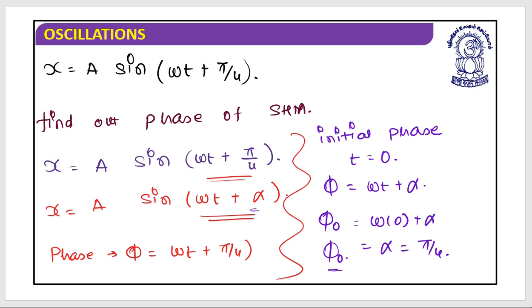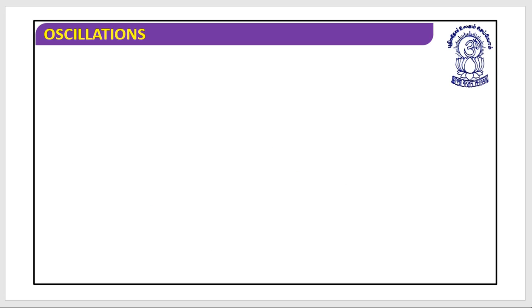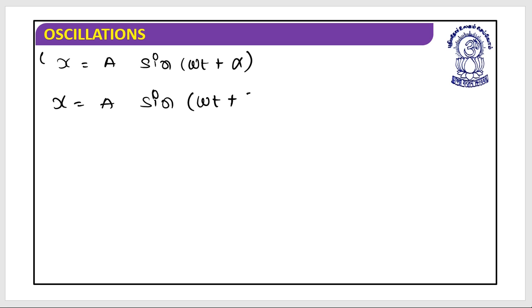Is it clear? Are you sure? So basically it represents the displacement of a particular particle at that instant of time. How? Let's have a look. Let's suppose the given function is x is equals to a sine omega t plus alpha. This is the generalized relation, and my function is x is equals to a sine omega t plus pi.